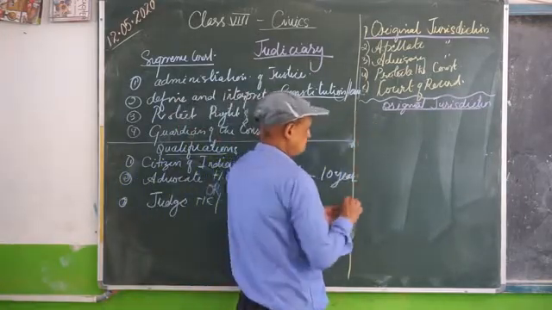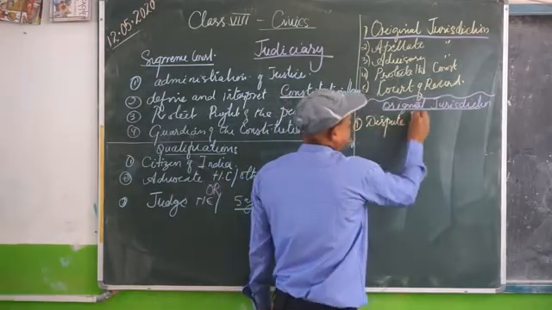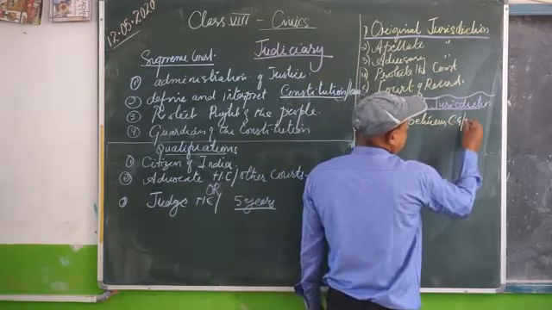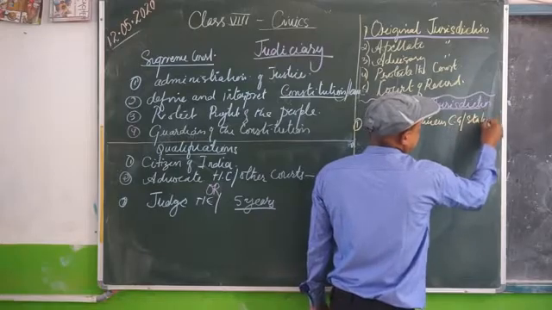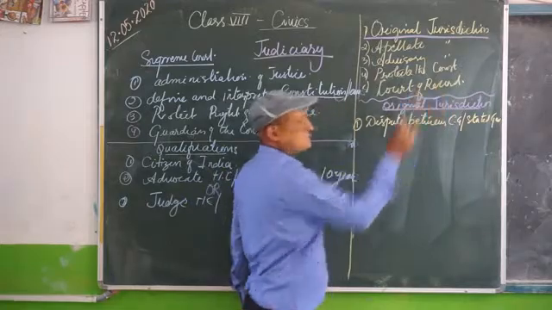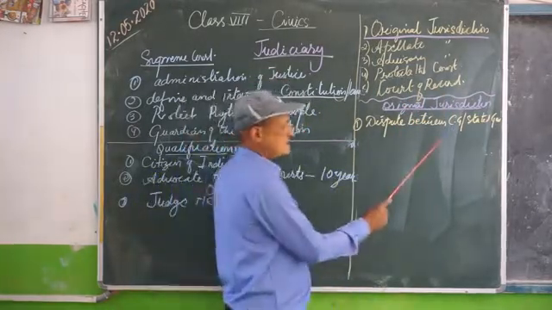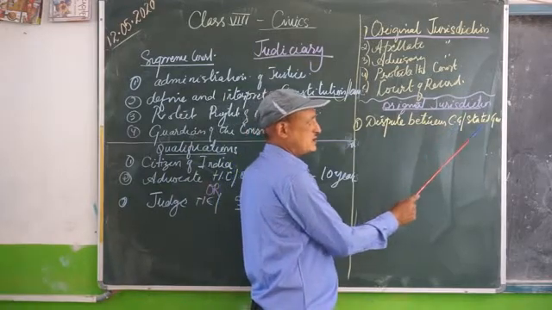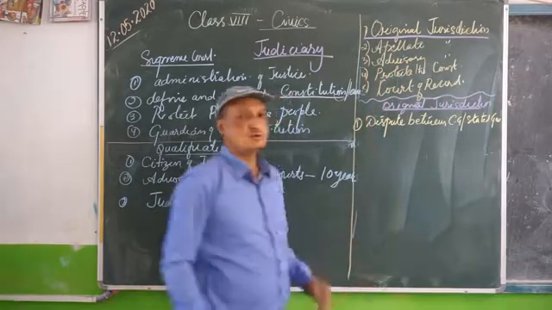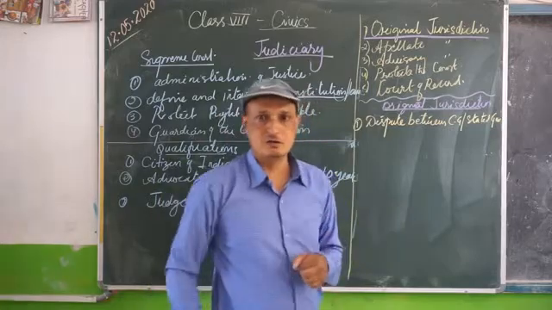Number one, dispute between the central government and state governments. If there is a dispute, disagreement, or certain cases going on between the central government, union government, and the state government, these type of cases can be brought or can originate only in the Supreme Court, not in other courts like high courts, district courts, and so on.